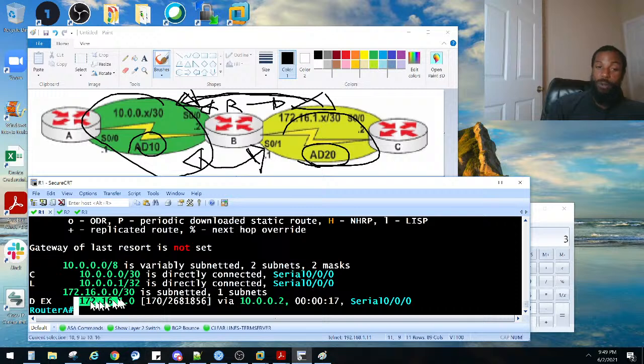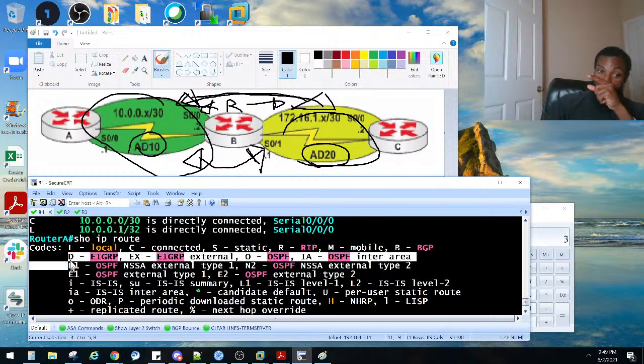So now he knows about the 172.16.1.0 network, and just like Bucky said, it should be an external route learned by D, which stands for what? EIGRP, right?